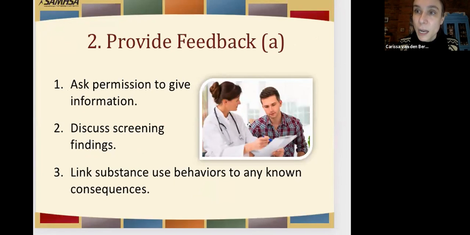They can have the pros and cons, but in terms of information, once you've got into that conversation, they're generally going to say, yes, I want to hear some more information about the screening findings. It also allows you, when you're giving this feedback, to talk as a health professional, or as a mental health professional, about the known consequences of drinking or substance use, so that people are clear and you are giving them this health information.